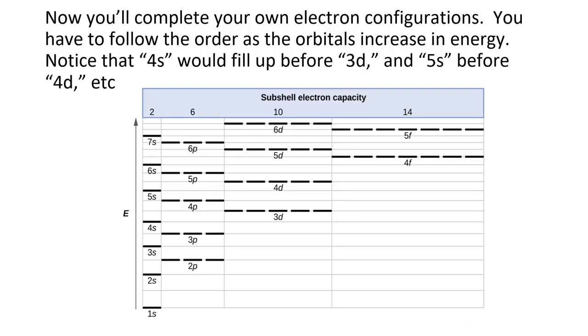So now you'll complete your own electron configurations. Notice that 4s occurs before 3d and 5s before 4d. So make sure you guys don't jump the gun too quick and that you start with the bottom and work your way up. Thank you.